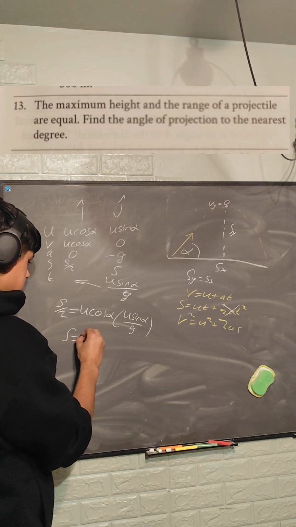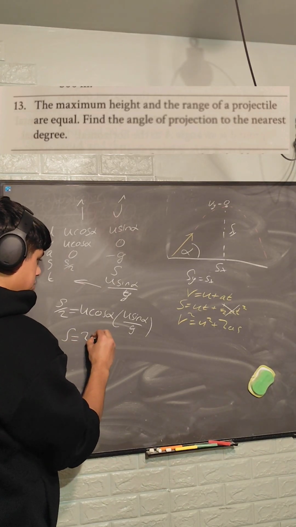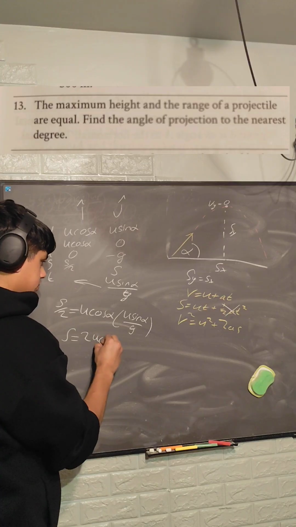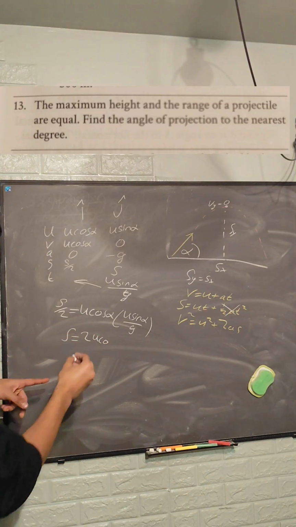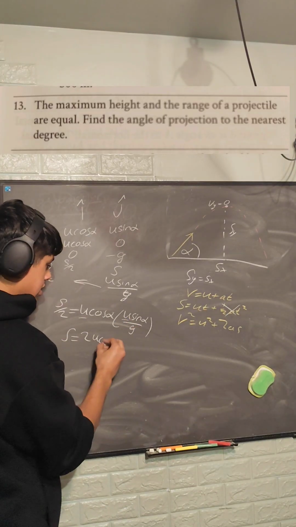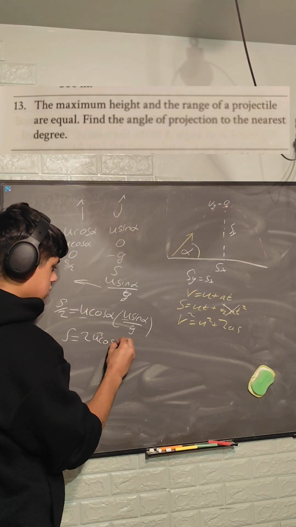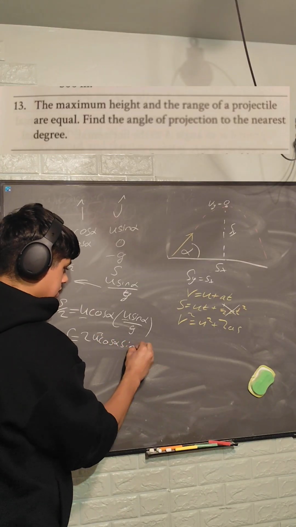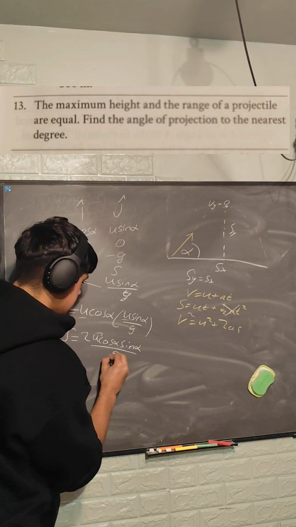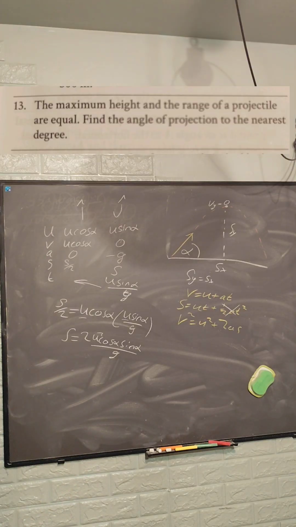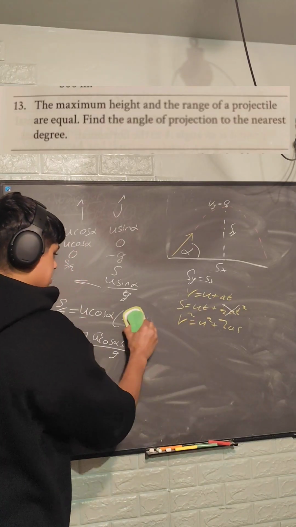I'm going to make s the subject of the equation. I don't want s over 2, so I'm just going to multiply both sides by 2. Here you need to be careful. It's u by u, so that's going to be u squared, u cos alpha sine alpha, and that's all over g. So I have some expression for s here.